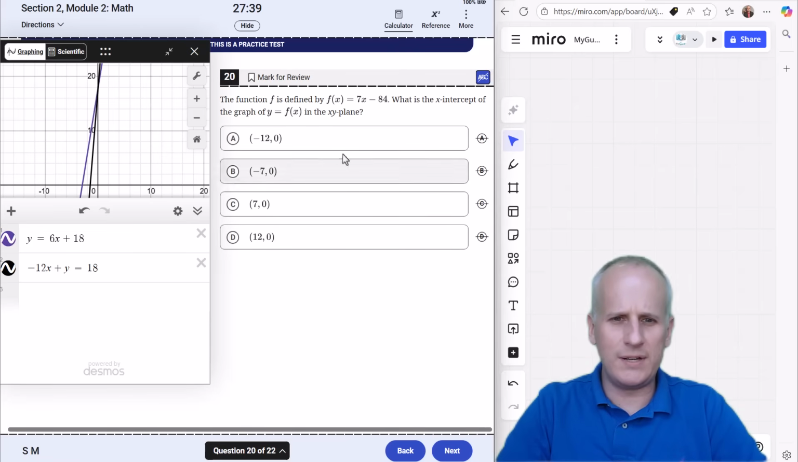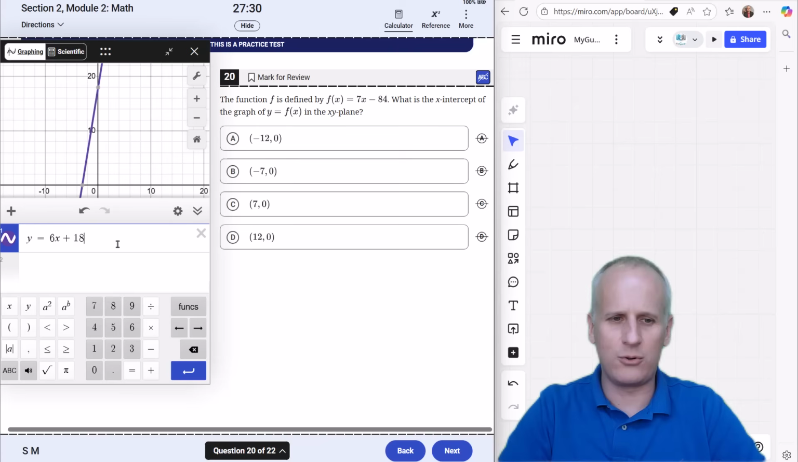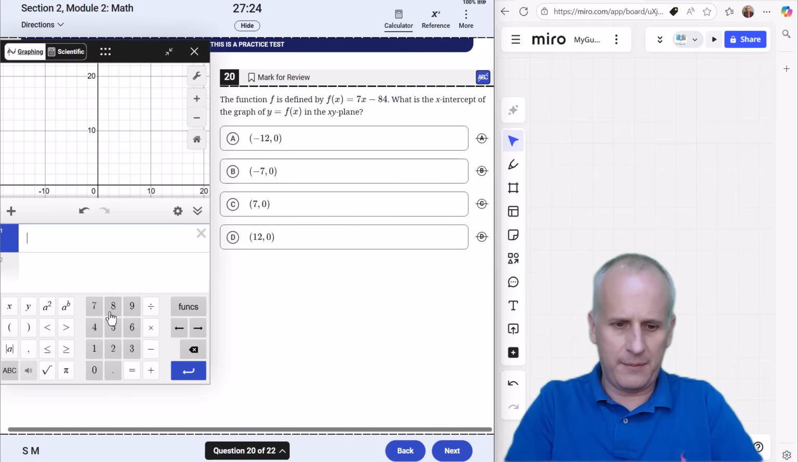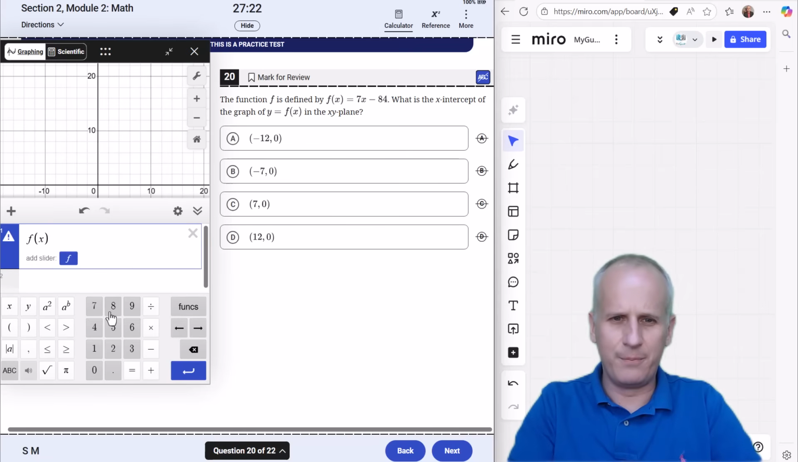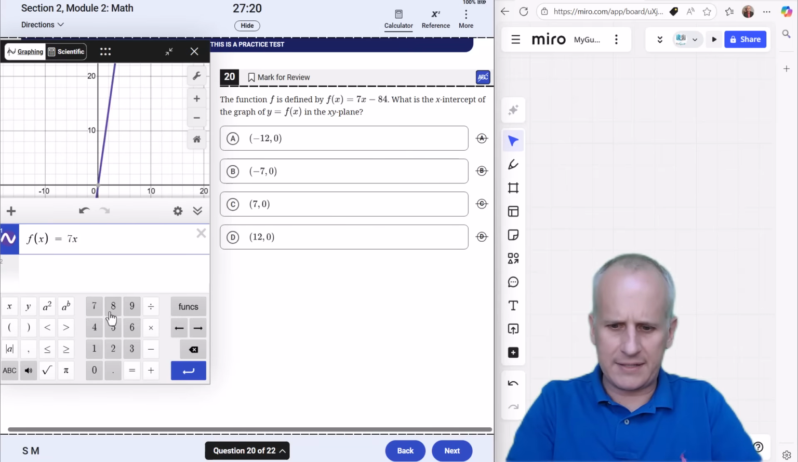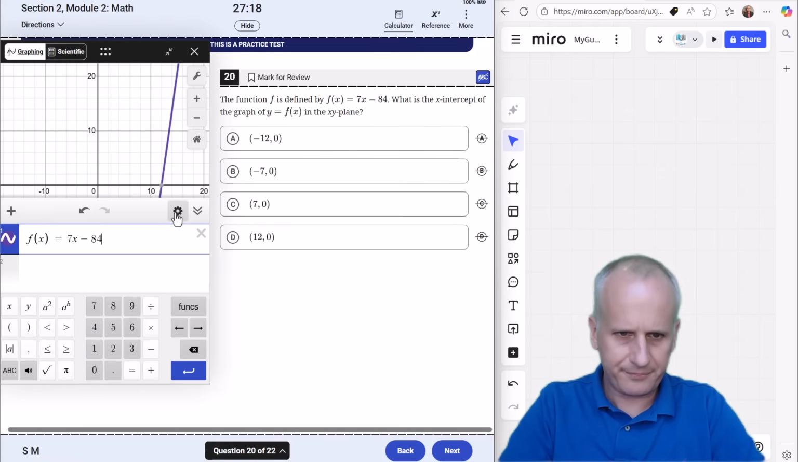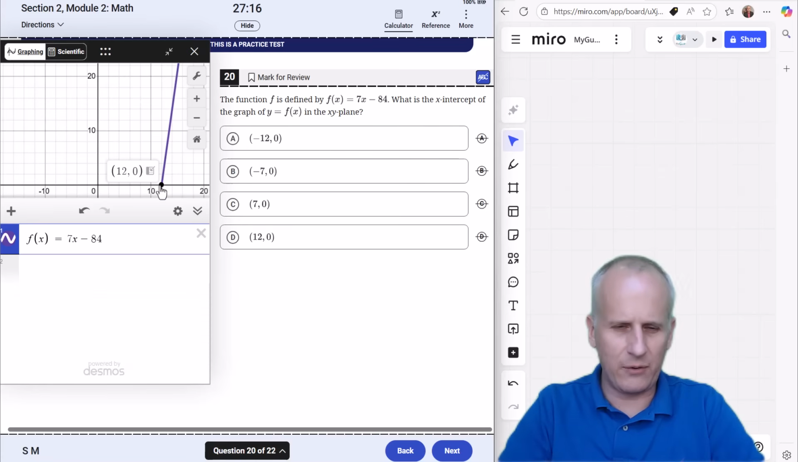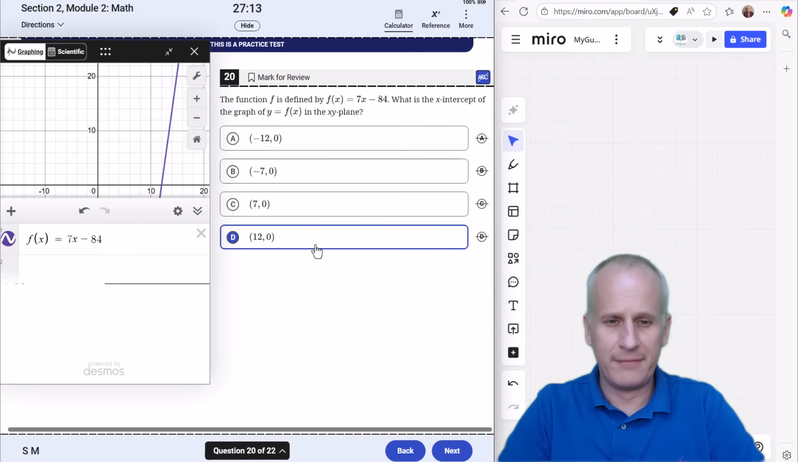And then number 20, we're being asked for the x-intercept of this graph. Again, I'm going to just use Desmos, and the x-intercept is where it crosses the x-axis. So it's not just negative 84. So we know that, I mean, you can actually use the f of x notation here too, equals 7x minus 84. And there's my x-intercept, and it's 12, 0.